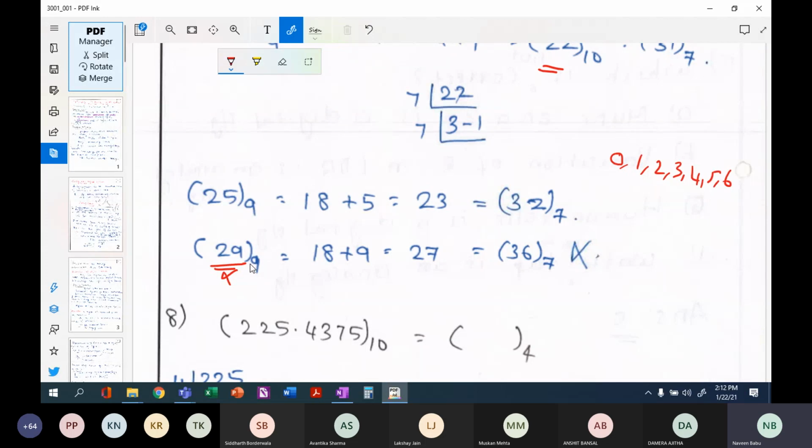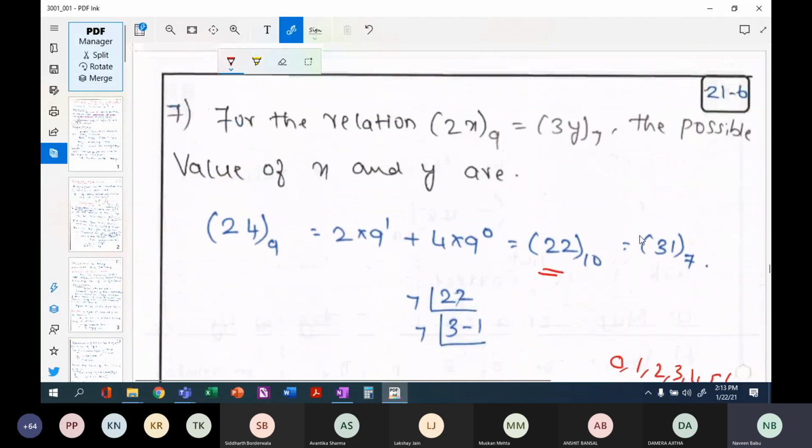Why is 29 to the base 9 meaningless? Because a number system with base 9 will have symbols only from 0 to 8. But here you are including 29. So this number itself is not a valid number in this number system with base 9. So you have to take care.